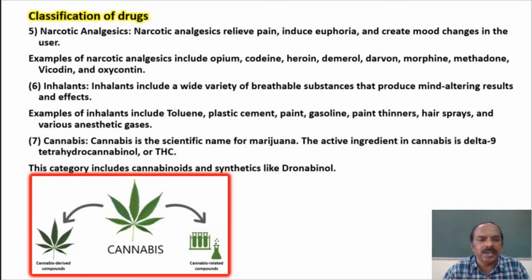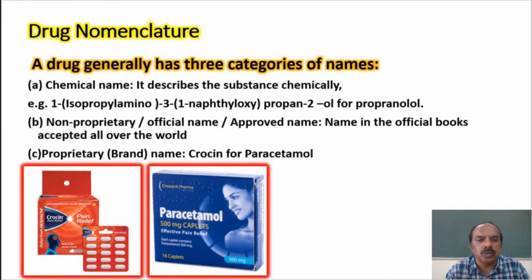The next category of drugs are narcotic analgesics. The analgesic drugs which are relieving the pain that are derived from the narcotic plants are called narcotic analgesics. Basically, narcotic plants were used to produce the analgesics. Now they are being abused. The sixth category of drugs is inhalants. Seventh is cannabis. There are a number of other classifications of drugs. We are basically looking into the narcotic drugs because that is the focus of this open elective course.